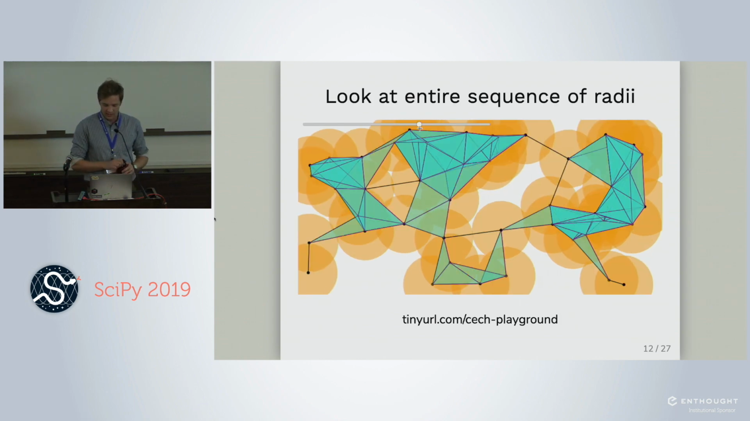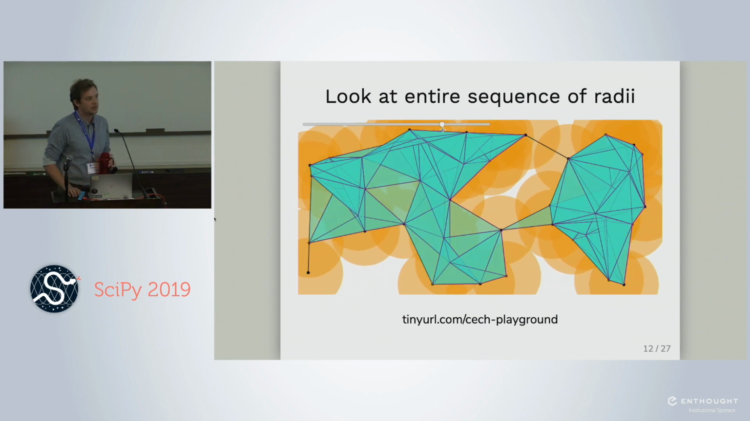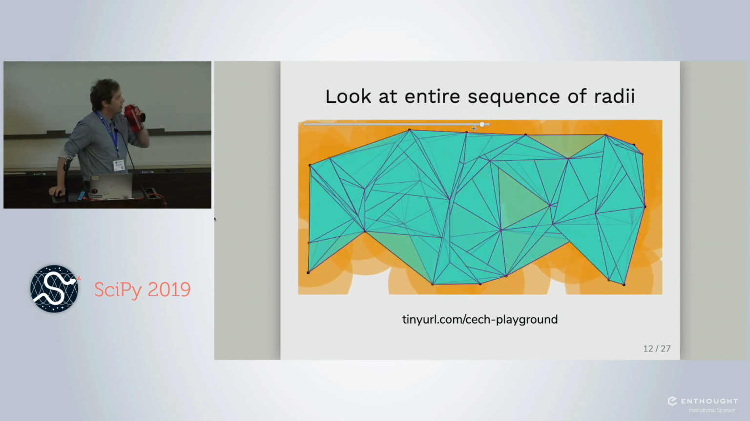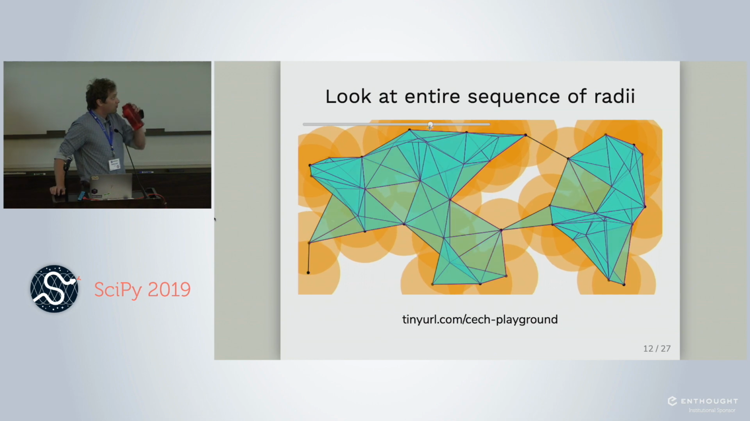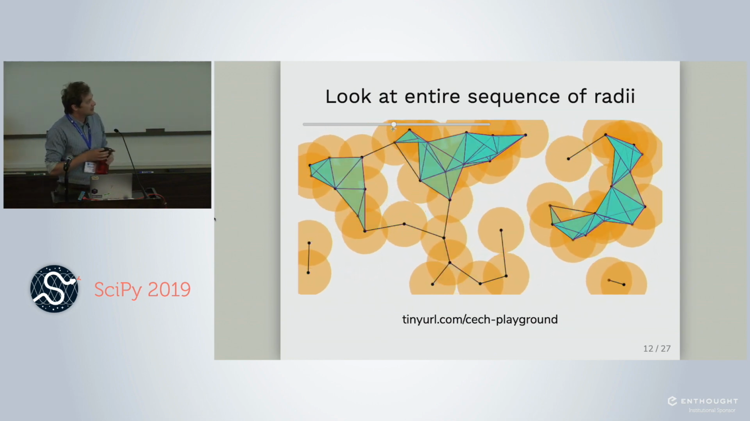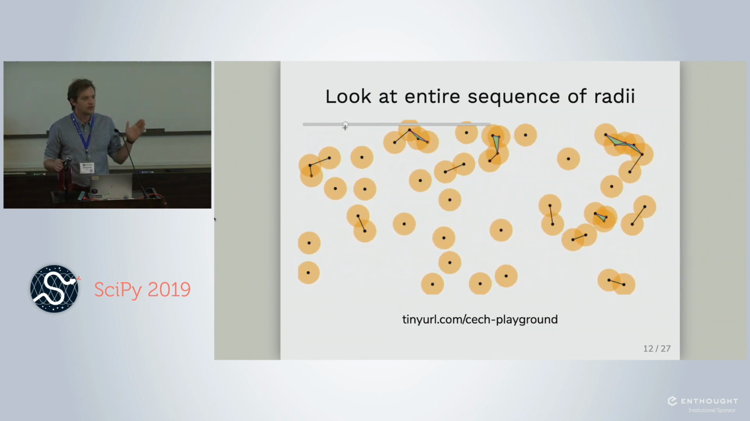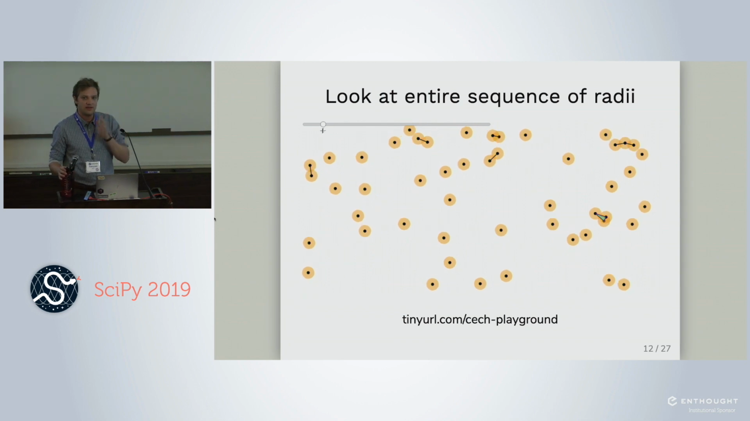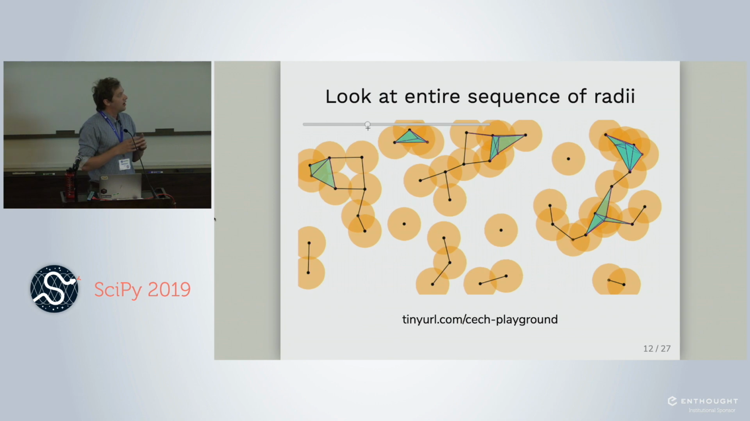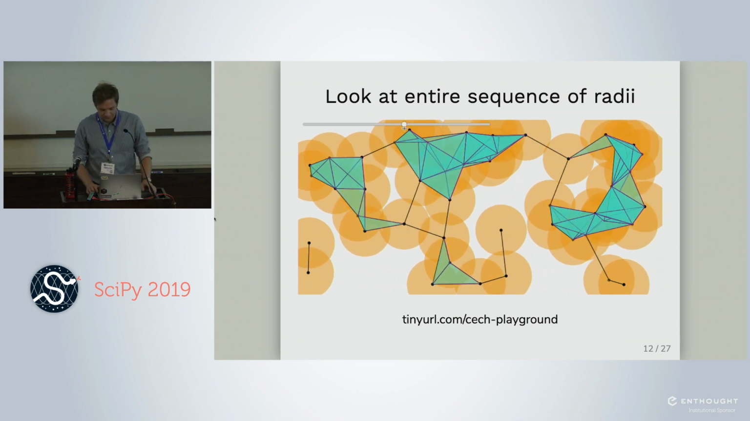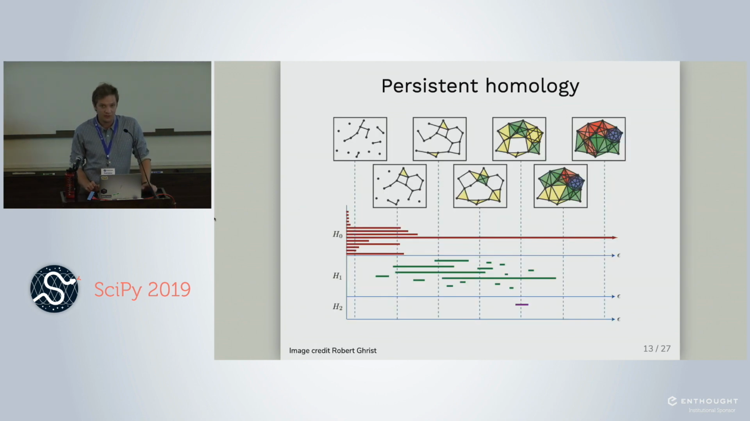So the way that we account for this is by looking at all the radii. By looking at the entire sequence and counting the holes at every level, every point in that sequence, we can look at the entire global structure of the holes. And that gives us persistent homology.